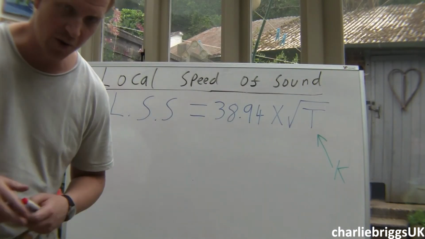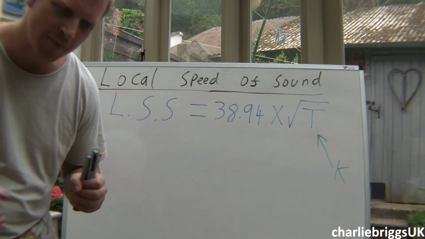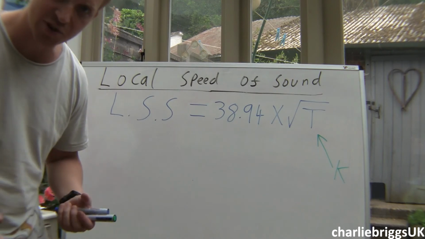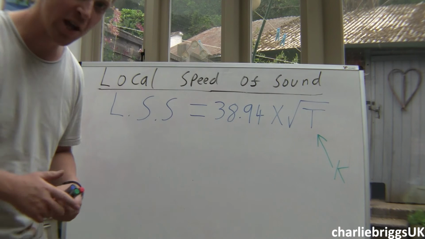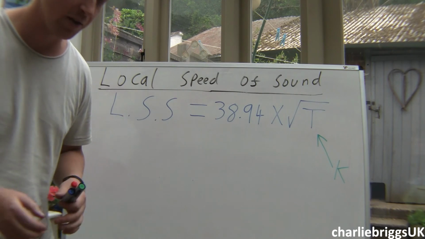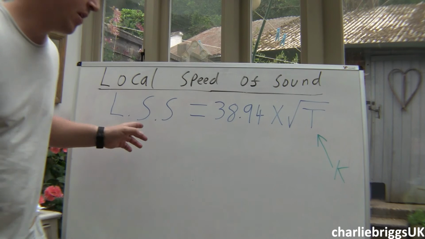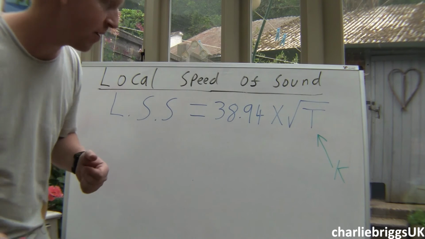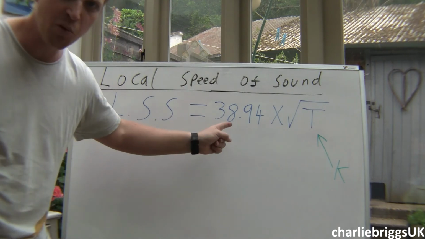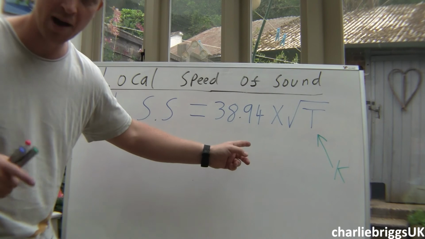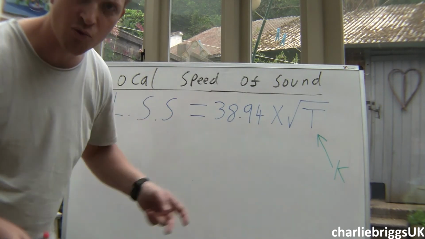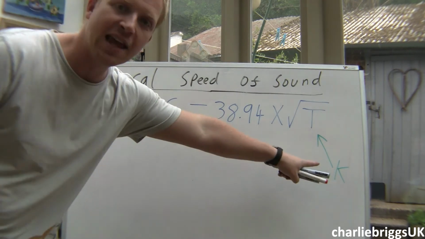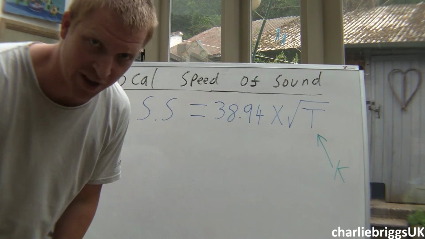Now, the speed of sound changes depending on different things like air density and temperature. Today we're going to focus on temperature. Okay, so you can see that the local speed of sound, local means where you are, is 38.94 multiplied by the square root of the temperature where you are in Kelvin. Remember, in Kelvin.